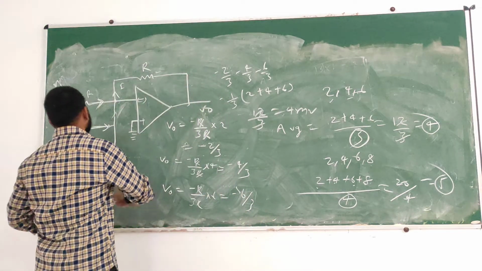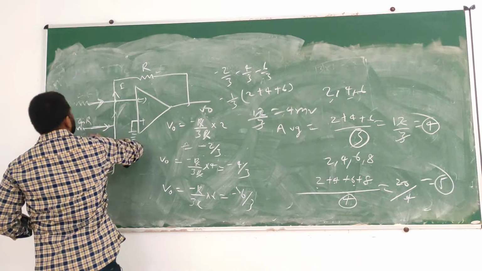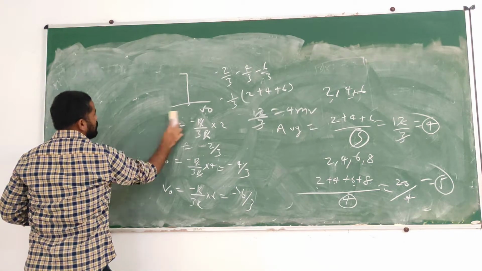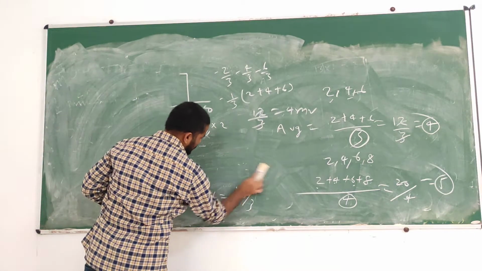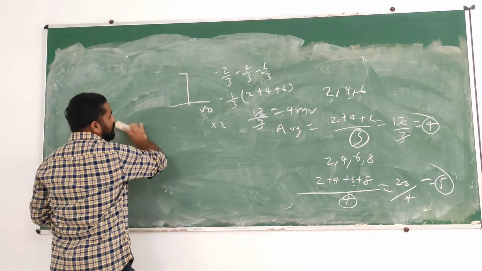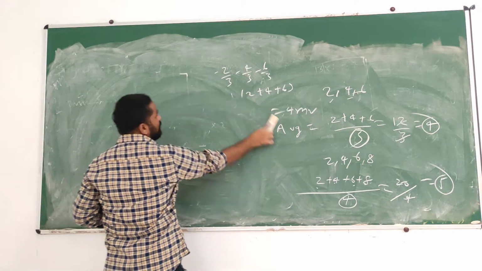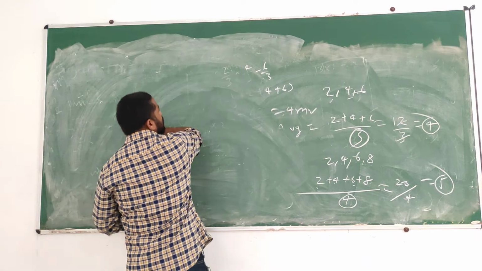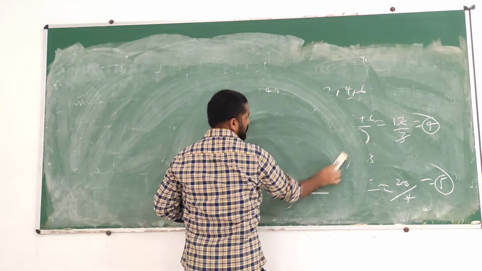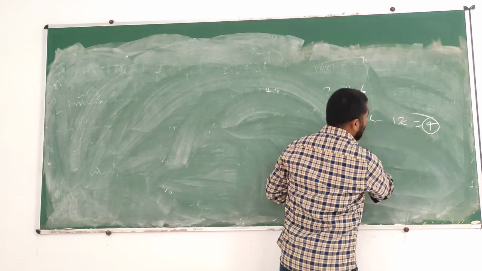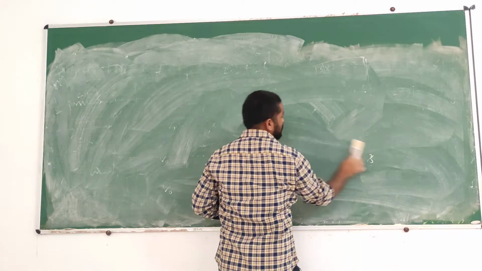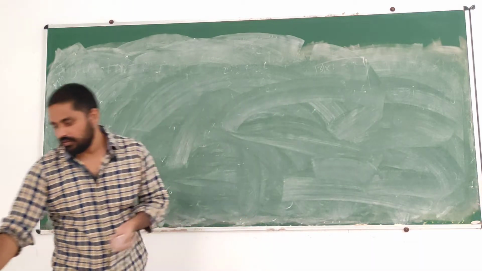In this way, the summer circuit can be utilized as an averager circuit also, just looking at the gain. Now we have done the averaging part. Now we need to quantify the number.